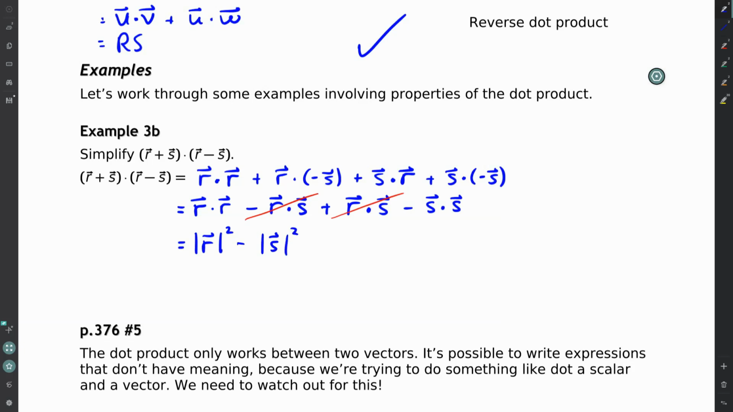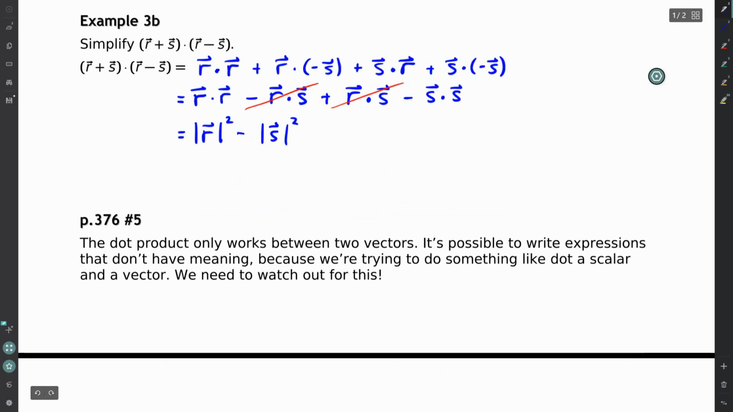That's the simplified version. Notice that this is equivalent to a difference of squares, except we do have to be a little bit more careful when we're writing it. The magnitude is squared, not the vector itself. That's an example of where we have to be a little bit more careful with the dot product. When we're working with the dot product, another thing that we have to be careful with is making sure that we're only trying to dot two vectors.